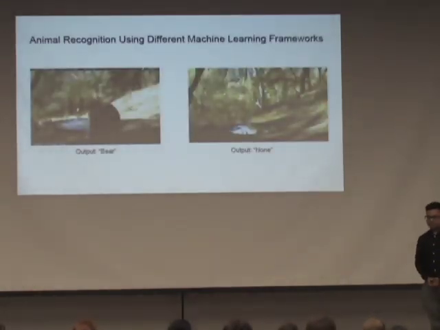The first goal of my project is to create a framework that recognizes animals if given an image, as you can see here. Here we have a bear in the picture, so ideally we want our framework to say that the output is bear. And for an empty image, we want our framework to say the output is none.